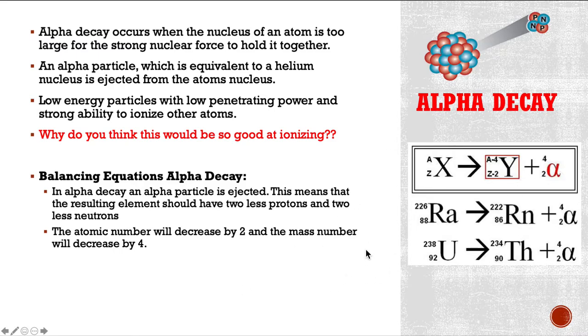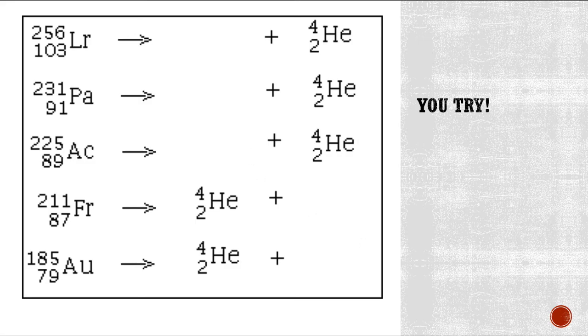All right, so let's go ahead and do some examples. And the first example, we've got lawrencium-256, and it's going to undergo alpha decay. So lawrencium-256 equals something plus 1 alpha particle. So we take that minus 4 from the mass number, so we're going to end up with 252 as our mass number, and we subtract 2 from our atomic number, then we're going to end up with 101. And if you look at your periodic table, atomic number 101 is mendelevium. So we have mendelevium-252.